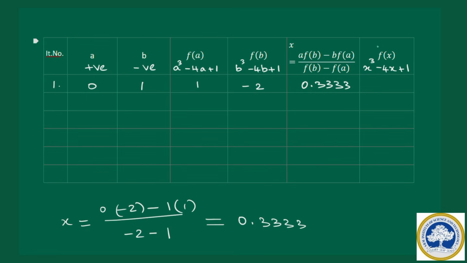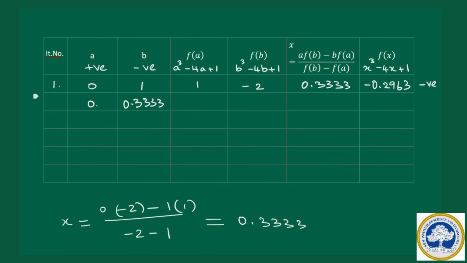So again similarly we have to substitute here in the function. This will give you the value minus 0.2963. So this is negative. So negative means what we have to do? We have to change this b value. So x should be replaced in place of b. So here we have to put 0.3333.